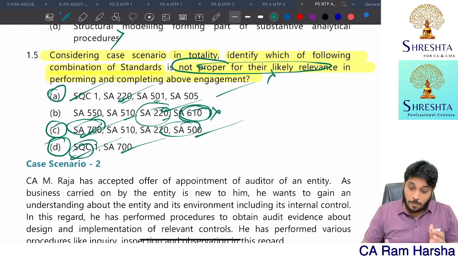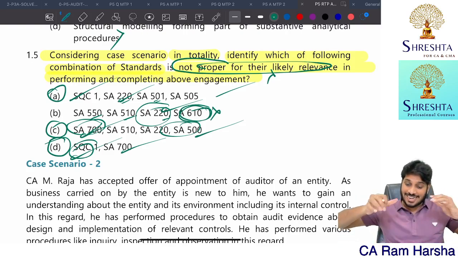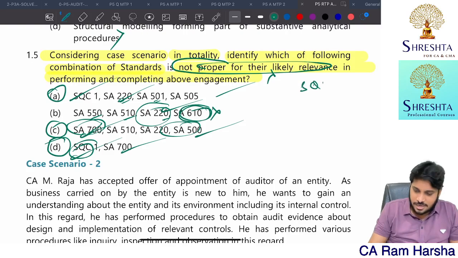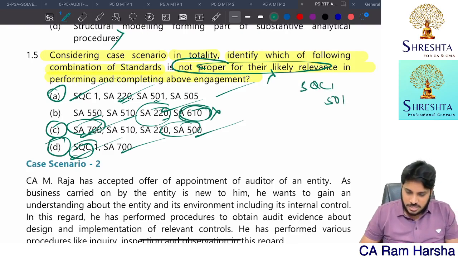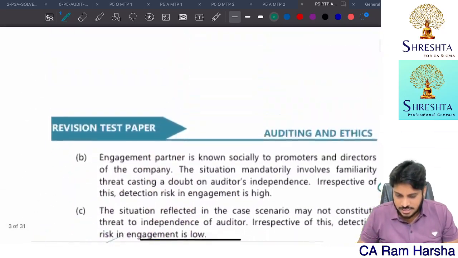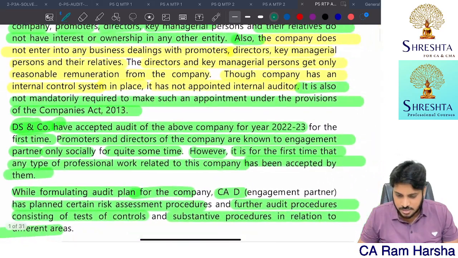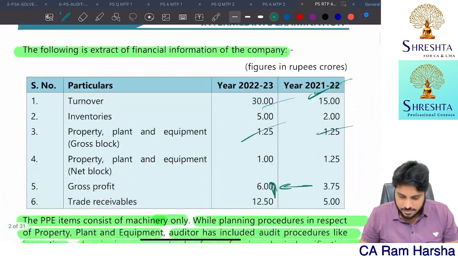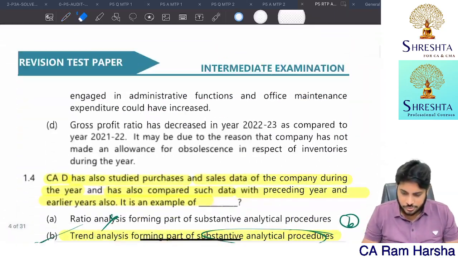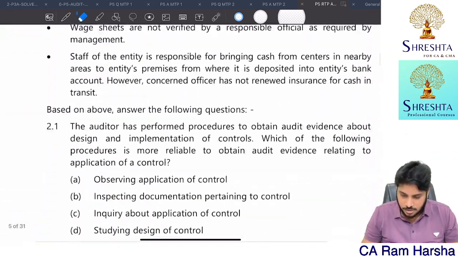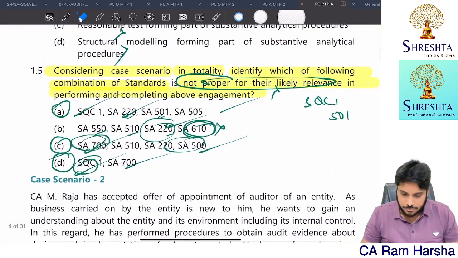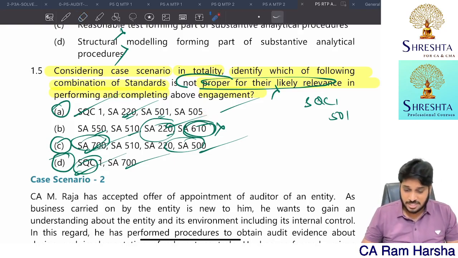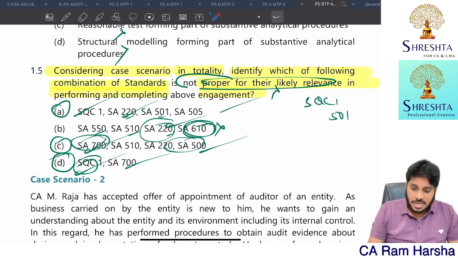Identify which of the following combination of standards is not proper for their likely relevance in performing and completing the above engagement. So judgmental. SQC 1 I feel relevant. 501, specific considerations for selected items. Is there any inventory related point we discussed here? The company of course has inventory. So 501 is relevant, of course. Existence and condition of inventory we should check. External confirmation may not be relevant. Of course, inventory, purchase, sales will be there, so definitely payables and all will be relevant. So 610 is not relevant.